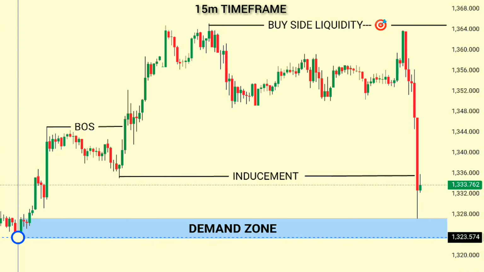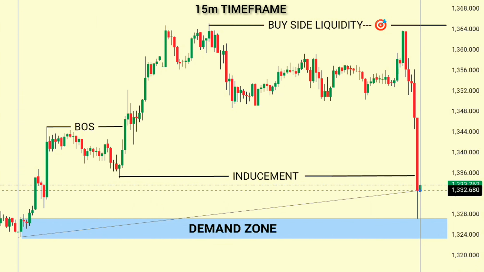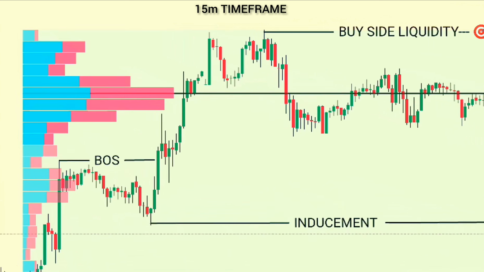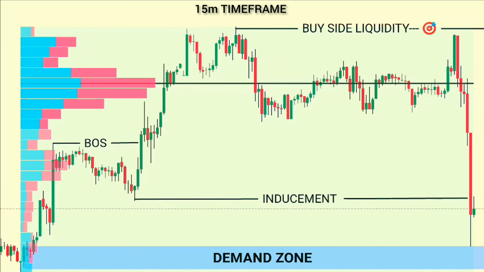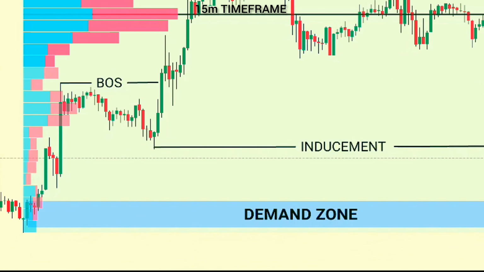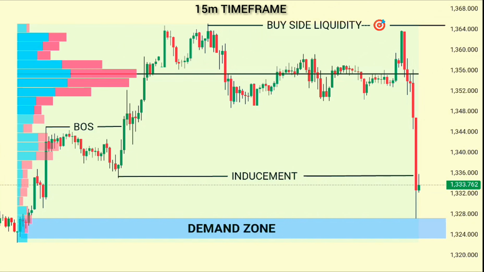Now to confirm this setup, we use the fixed range volume profile. Notice this area here. This is where the highest volume is concentrated, showing strong participation. But look at the demand zone below. This is a low volume area, which means price moved very quickly from here before. And when price returns to a low volume area, it tends to react fast again. So this demand zone becomes even more significant.